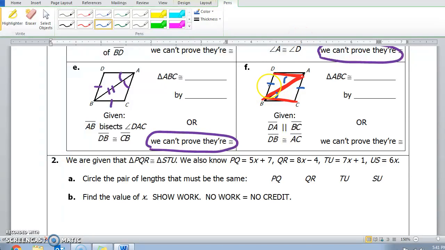Lastly, we ask ourselves, is there anything else we can prove congruent? Which there is. We can prove that BA is congruent to itself, BA, by the reflexive property. And now to see if we have enough information to prove congruent triangles, once again we have angle, side, side. So nope, we can't prove congruence.